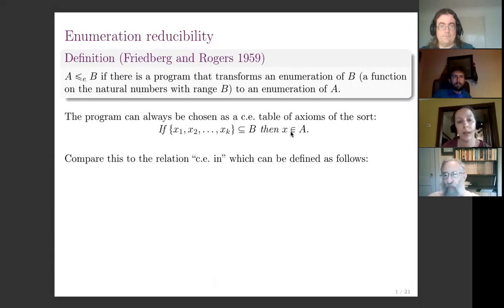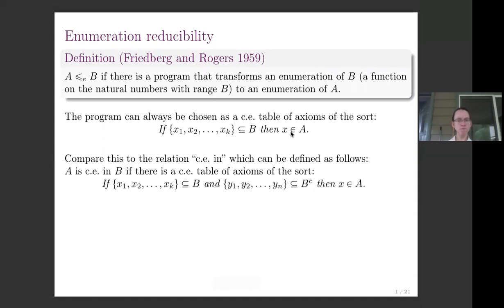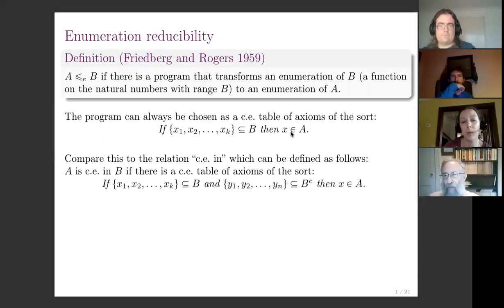to the relation CE in, which can also be defined in a similar fashion. So we can say that A is CE in B if there's a CE table of axioms, which are almost exactly the same, except here we have two finite sets. We ask that one is a subset of B and the other a subset of the complement of B. And if we see that happen, then we enumerate x in A.